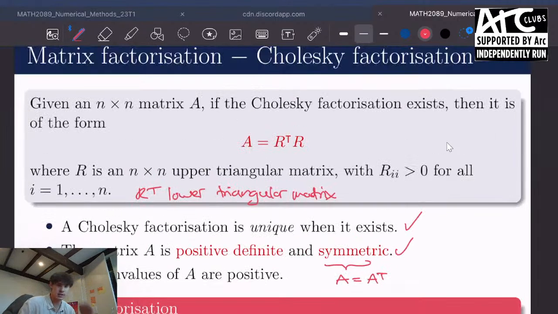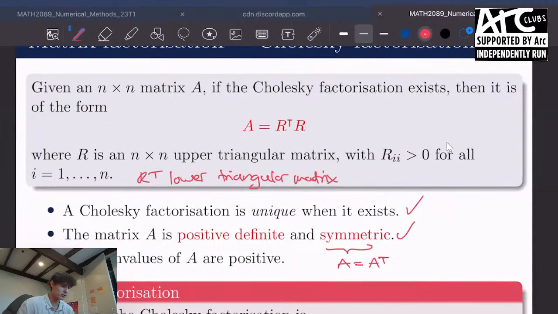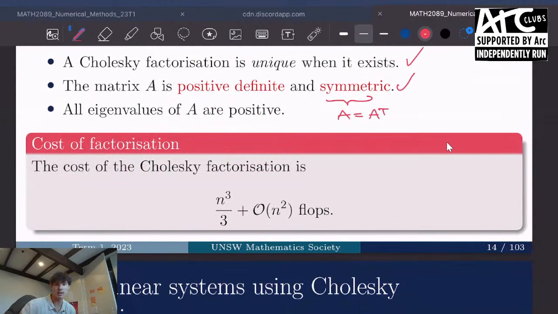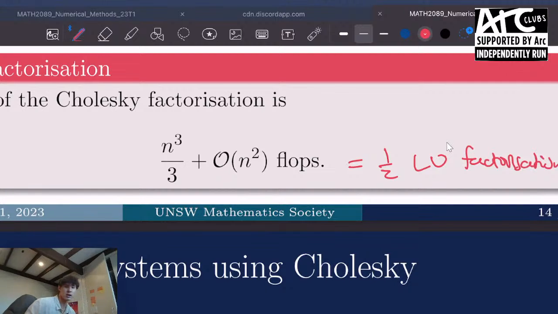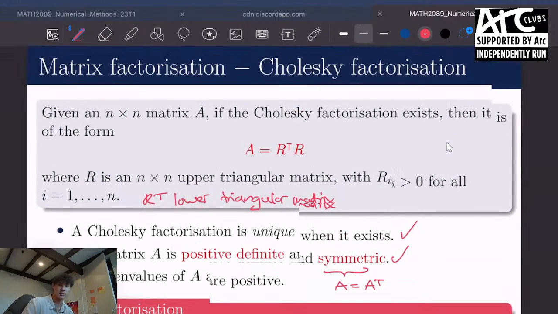Well, this is very similar to the LU factorization. What's the point? Well, you can see that the cost for a Cholesky factorization is actually only n cubed over 3 flops. So that is actually half that of the LU factorization. So the benefit is that it's less computationally costly. However, it can't be used in every single scenario.